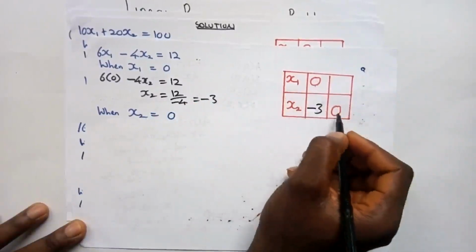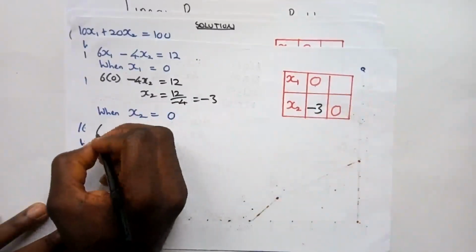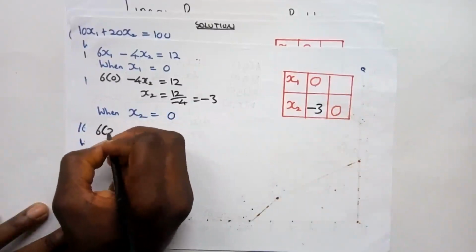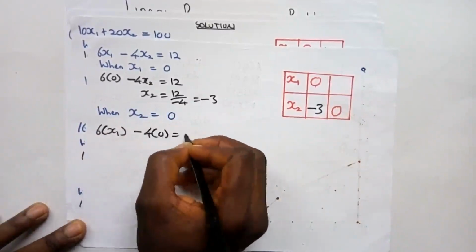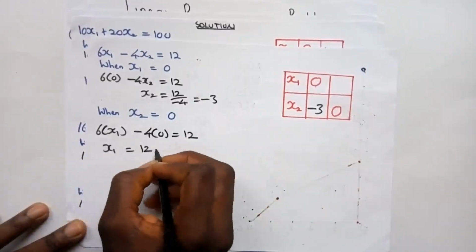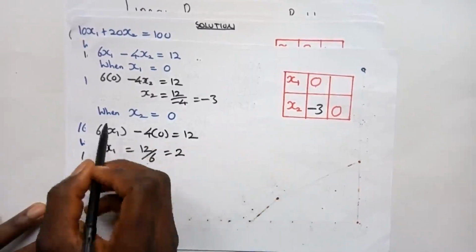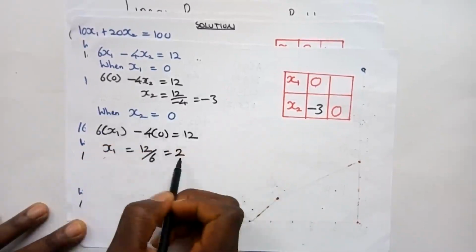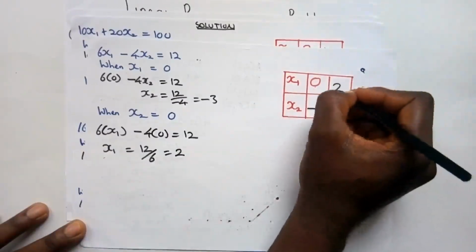And when S2 is equal to 0, we want to find S1. 6S1 minus 4 multiplied by 0 is equal to 12. So S1 is equal to 12 divided by 6, which is equal to 2. So when S2 is equal to 0, S1 is equal to 2.